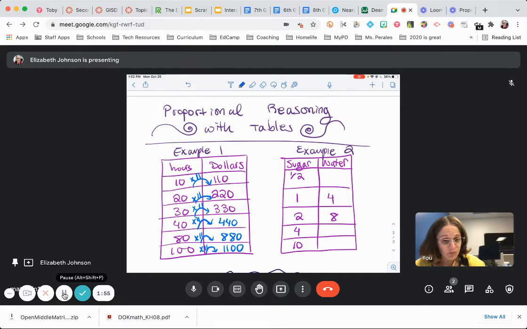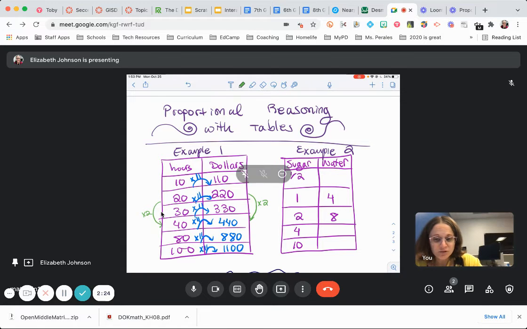Okay, so since this is a proportional relationship, there's some neat relationships that you can see within the rows of the tables too. So for example, I could add these two rows together to get row 3. 110 plus 220 is 330. The same way that 10 plus 20 is 30. So that's one relationship you might spot between the numbers. Do you see any more?